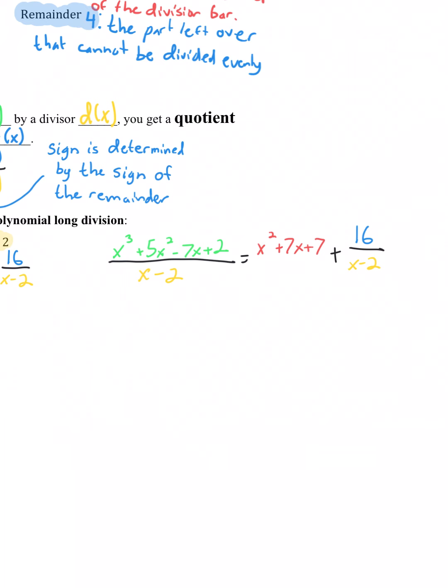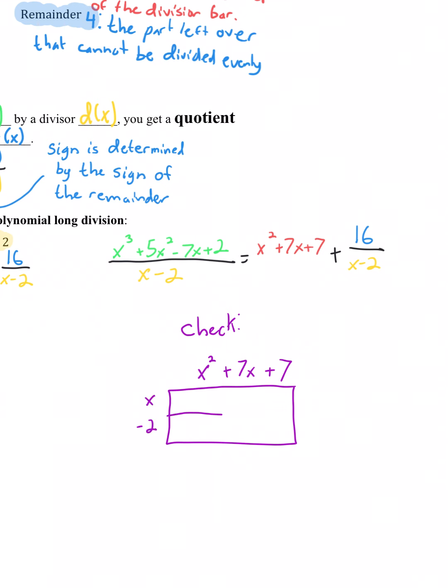Now there is a way to double check this, and the way we can double check it is by actually doing the opposite of division. The opposite of division is multiplication. So I should be able to take my answer, x squared plus 7x plus 7, and multiply it by the divisor, which is exactly what we're doing anyway. And hopefully you'll see these numbers again.